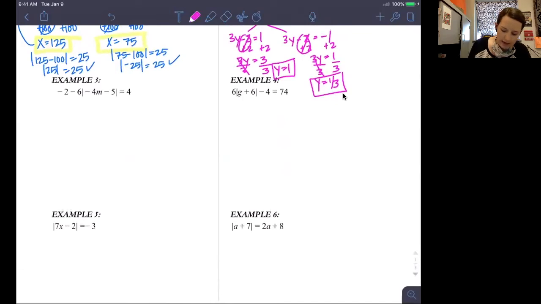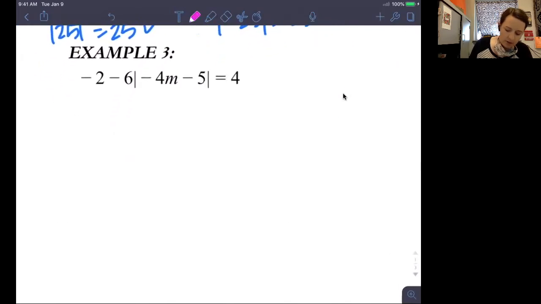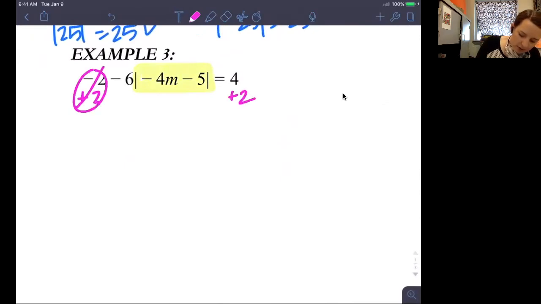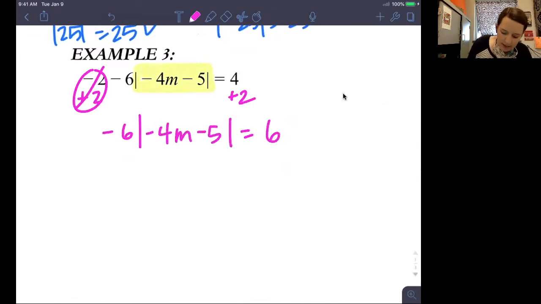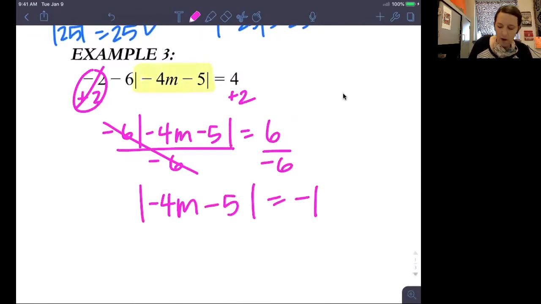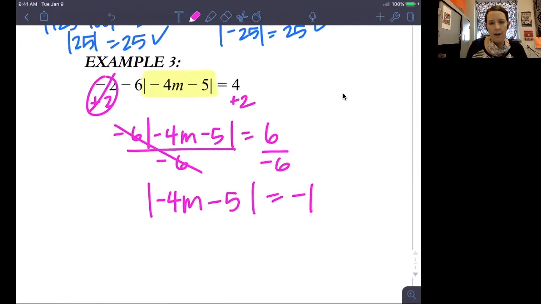Okay, let's look at example number 3. So this one's going to take a little bit more time to get isolated. I want to isolate just that absolute value bar. So I'm going to start by moving this +2, +2 zeros out. I have -6, absolute value of -4m minus 5 equals 6. Okay, next thing we want to do is divide by -6 on both sides. So that cancels out. I get absolute value of -4m minus 5 equals -1. So I've got my absolute value isolated.